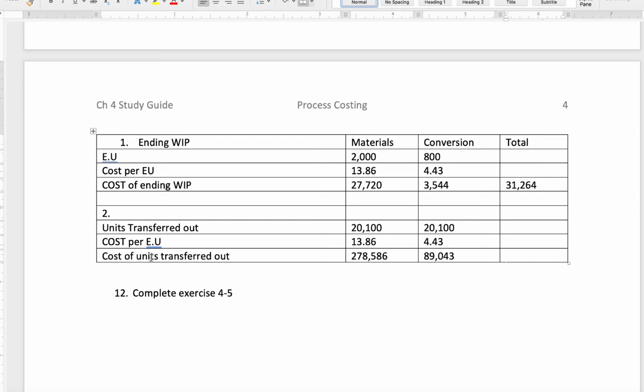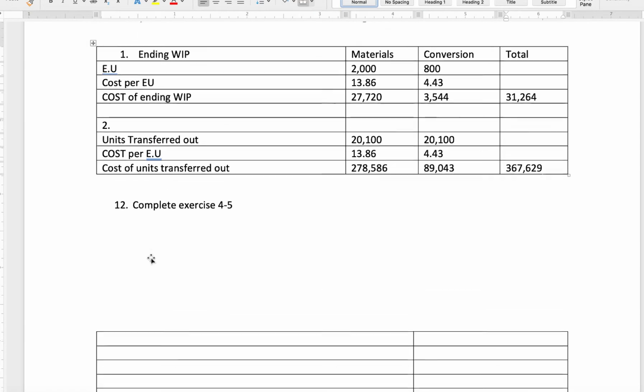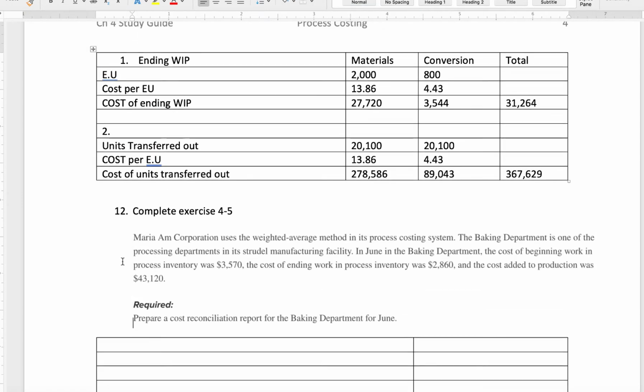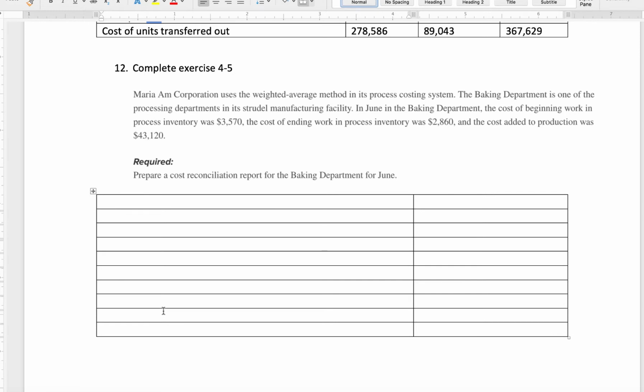Do the same thing with conversion. Take the 20,100 units that were completed and transferred out, and multiply that by the cost per equivalent unit with respect to conversion costs. That gives me $89,043. So what's the total cost of the units transferred out? I take the material costs and the conversion costs and add them together. I get $367,629. Okay. Now the next thing we've got to do is to complete exercise 4-5.